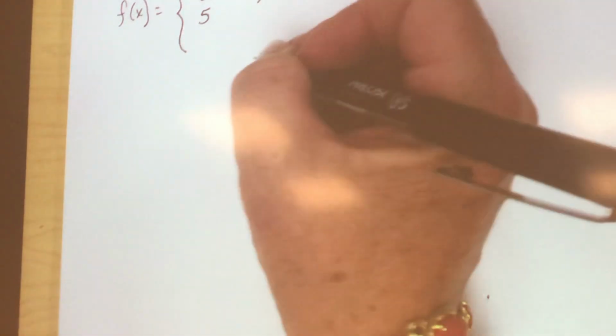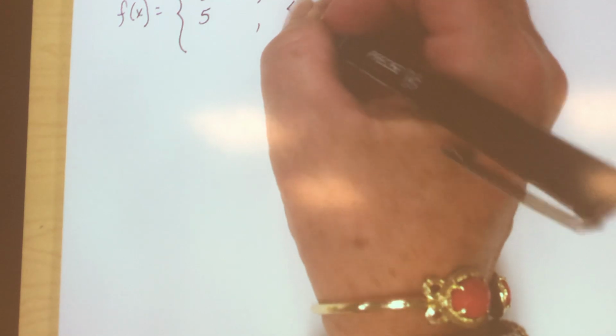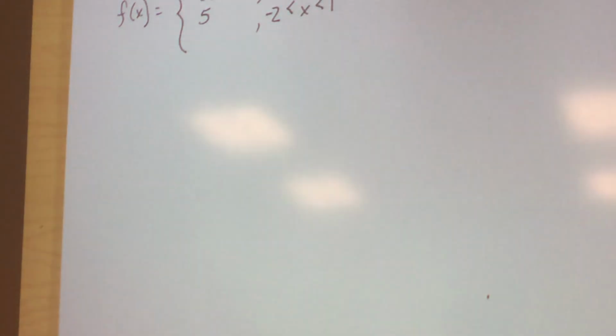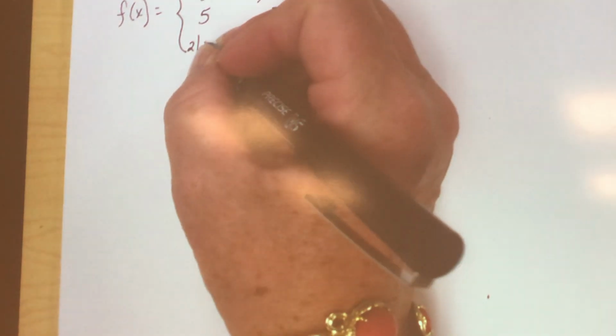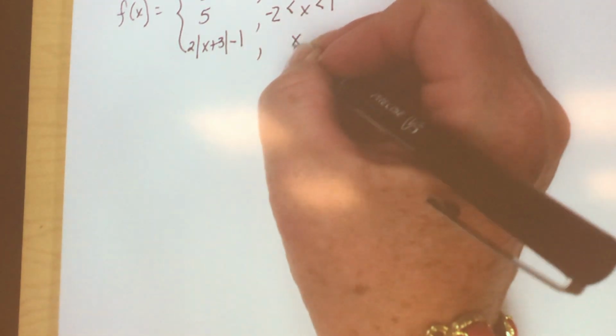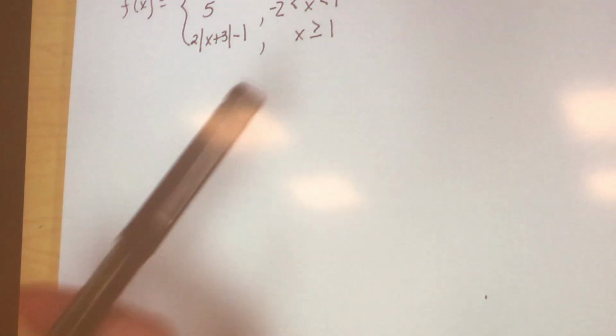5 when x is greater than -2 and less than 1. 2 times the absolute value of x plus 3 minus 1 when x is greater than or equal to 1. Okay, so here's my first question. Is this a function?